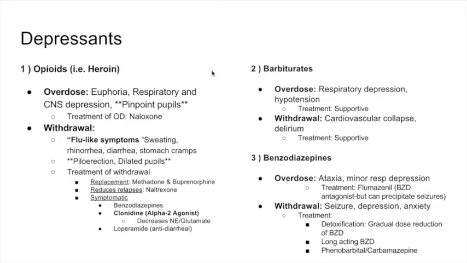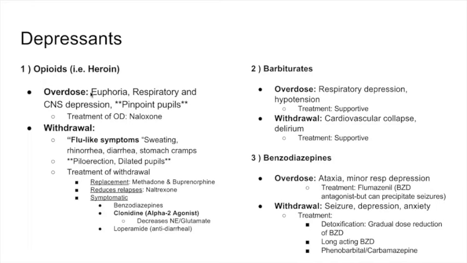So the first category of drugs that we're going to talk about is depressants, and the first drug in that category is opioids. One of the classic drugs of abuse is heroin. I don't have it here in a slide, but just a fun fact, it's called diacetylmorphine, and it's literally just two morphine molecules stuck to each other. It's very fast acting, so it has a very fast onset of action.